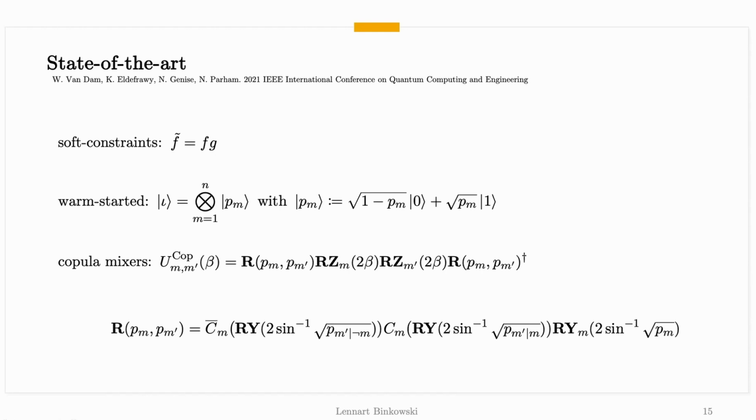And I don't want to go too much into detail here because this talk should rather be about our method than their method. But the short summary is that it is a soft constraint QAOA, and they use this clever technique of replacing the objective function f with f times g, so penalizing infeasible solutions with the value 0. In addition, it is a warm-started approach, so they already do some pre-computation in order to come up with a high-quality initial state. And then for mixers, they use copula mixers, where they basically control correlations between items.